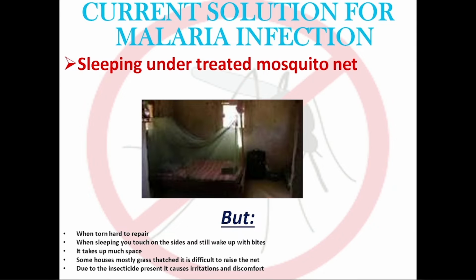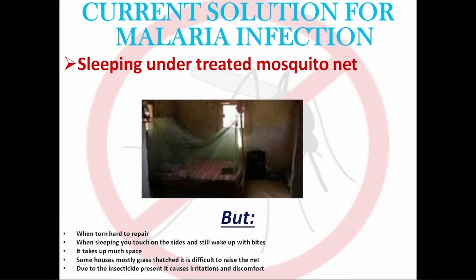The current solution for malaria infection is the use of mosquito nets. But these mosquito nets have their own problems. If you're using a mosquito net, there are some challenges you'll meet. Take an example: at night when you're sleeping under the net, you'll find yourself getting in close contact with it, and you'll finally get bitten by mosquitoes. The net can also get torn, and when it gets torn, it's hard to repair.